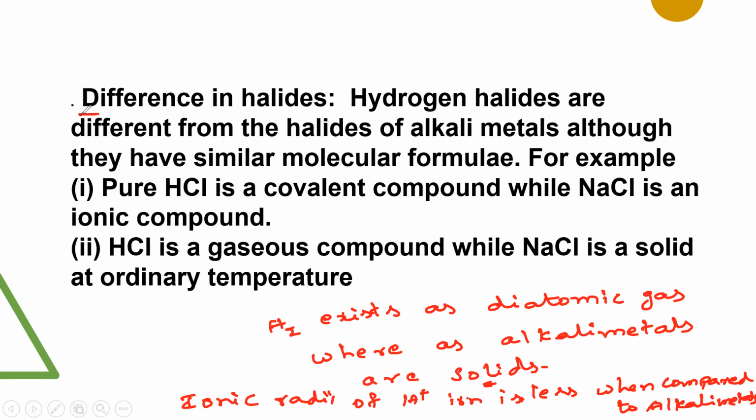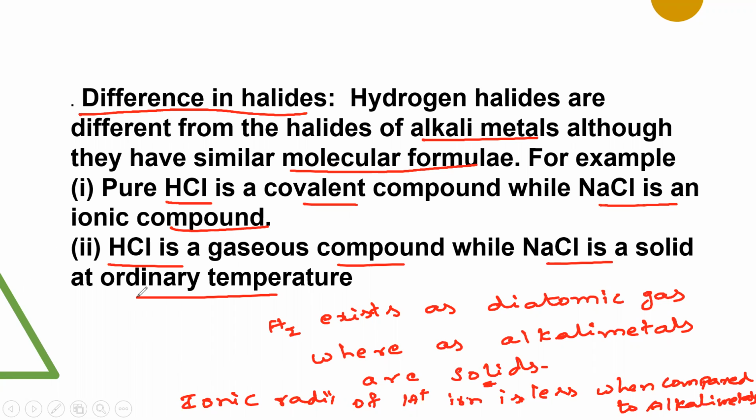Now we'll see the difference in the halides. Hydrogen halides are different from the halides of alkali metals, though they have a similar molecular formula. For example, pure HCl is a covalent compound, while NaCl is an ionic compound. HCl is a gaseous compound, while NaCl is a solid at ordinary temperature. So these are the differences of halides between hydrogen and alkali metals.